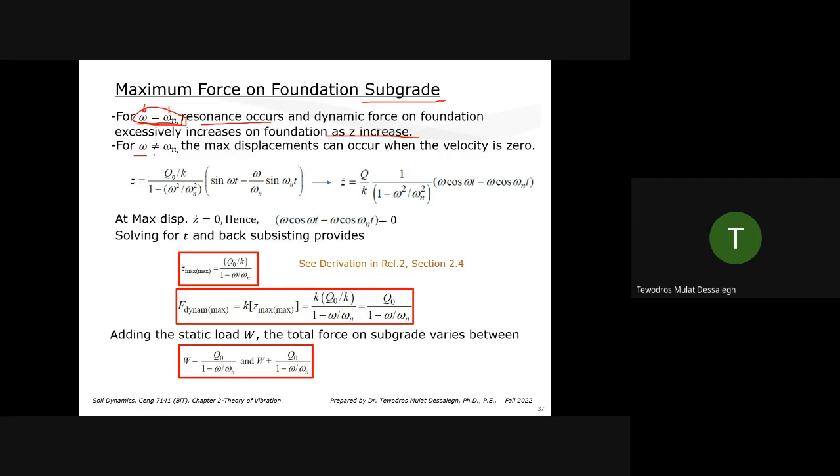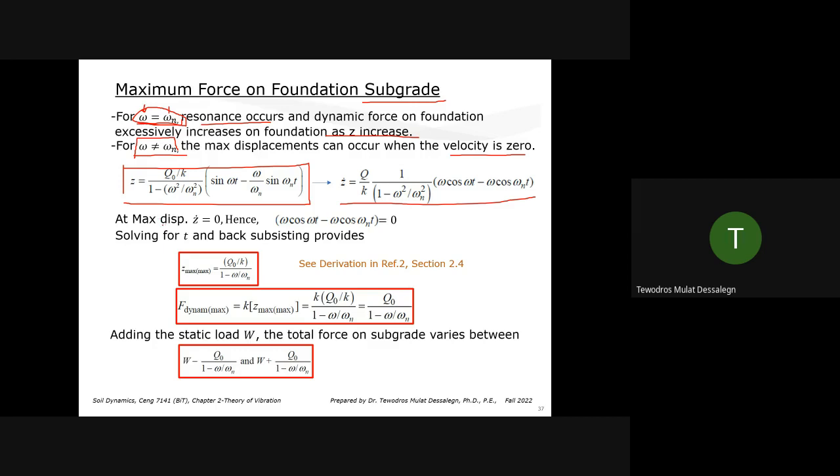But if the two are not equal, which is what most of our design is, with the natural frequency different from the forcing frequency, the max displacement can occur when the velocity is 0. So you can have a displacement expression with this equation. This is what we saw before. And the velocity, the first derivative, gives this equation.